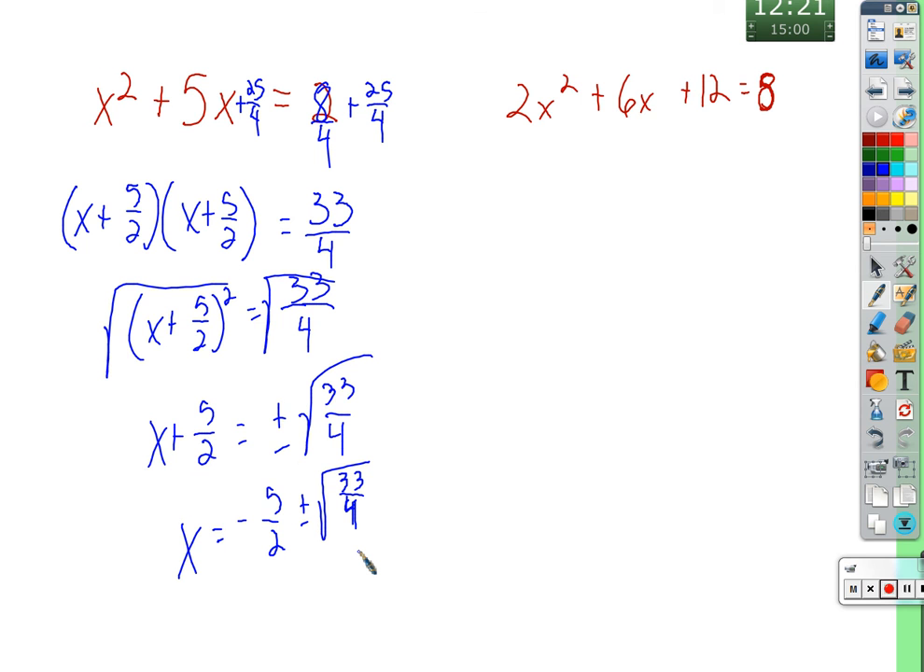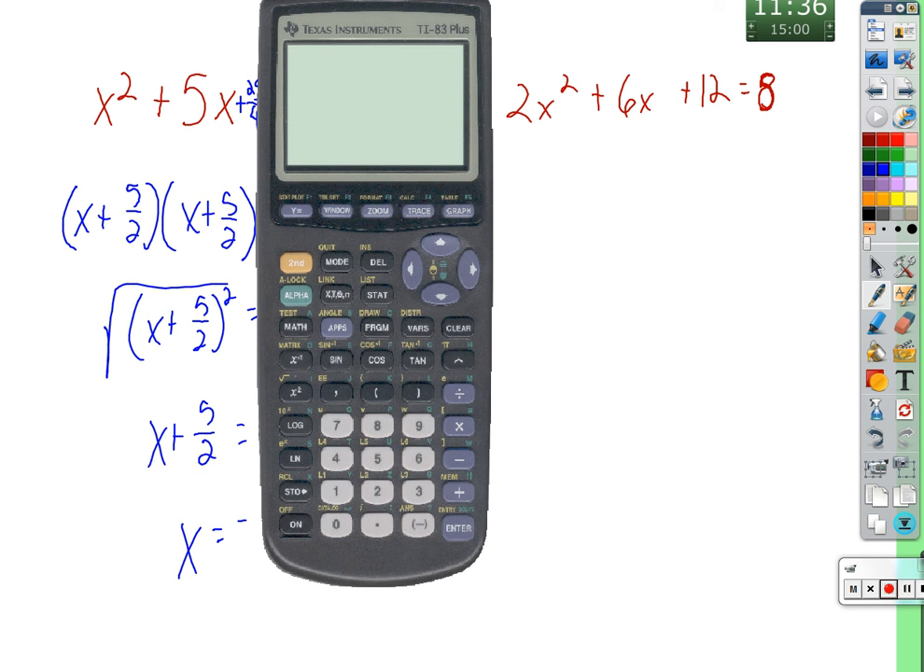Just a quick reminder in case you're thinking of trying it: don't subtract 5/2 from 33/4. You can't subtract things like that. Cannot subtract a number that's outside the square root from a number that's inside the square root. That's it. If we want to find the decimal, then we can take negative 5/2, add the square root of 33/4, and subtract the square root of 33/4, so there are our two solutions. There are fractions. You just use parentheses and the division. So I'll show you up here on this calculator, which is the same.